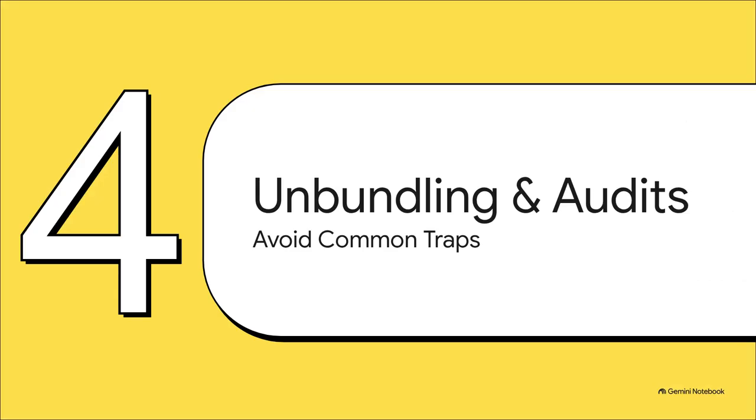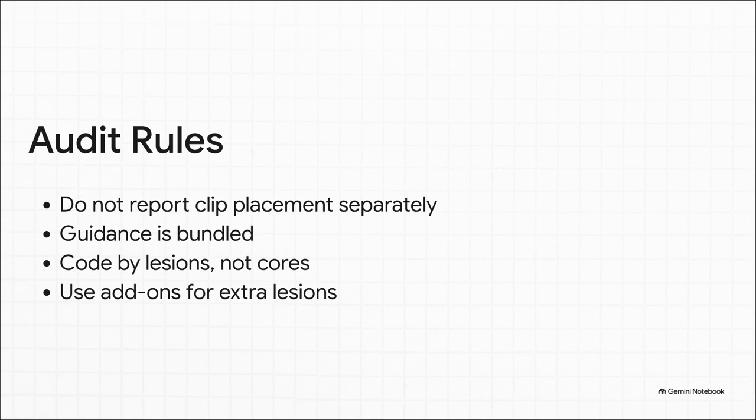Section 4. Unbundling traps and audit rules. So the crucial point here is keeping your charts squeaky clean and avoiding compliance errors. First rule of thumb: Never, ever separately report a clip placement or radiological guidance if you're using the 19081 to 19086 series. Remember our golden rule? They are totally bundled.